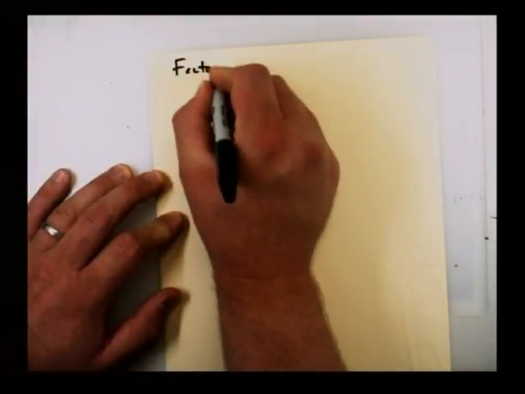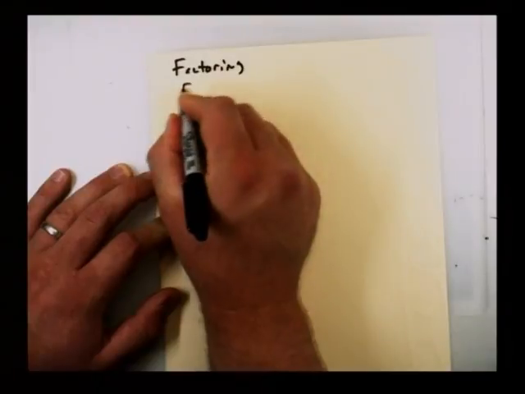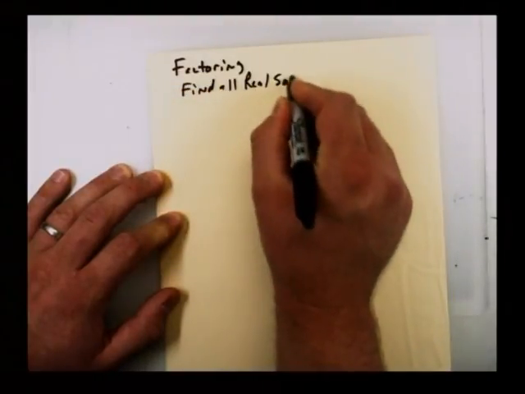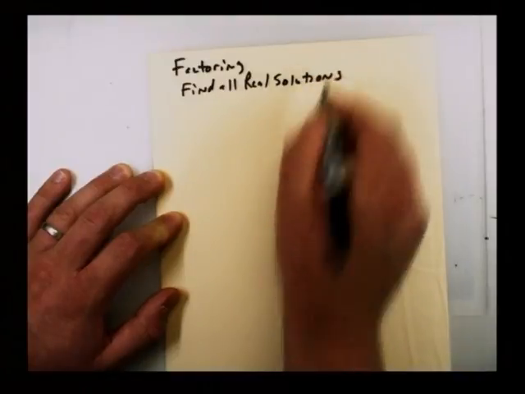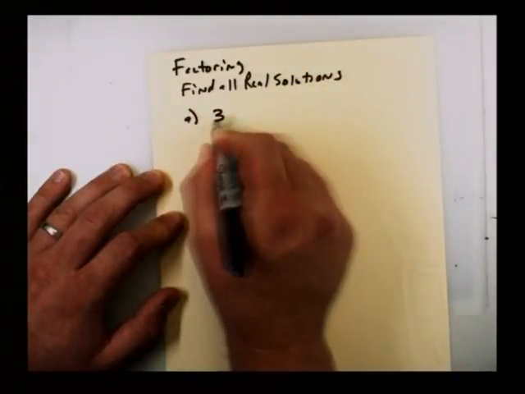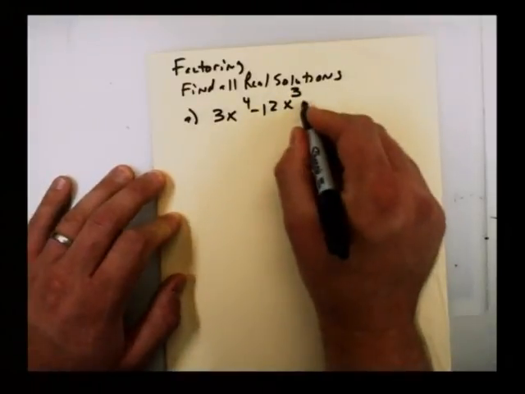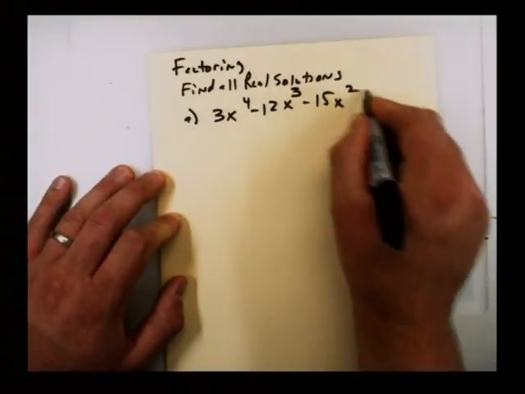So in this section, we're going to take a look at factoring again, and we're going to find all real solutions. So first example, let's go 3x to the 4th minus 12x cubed. Now let's go minus 15x squared.